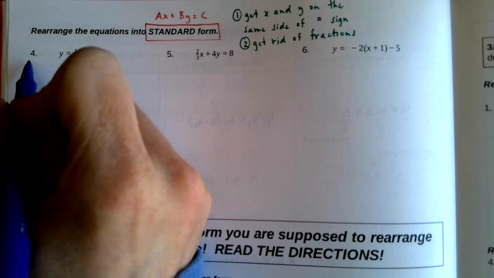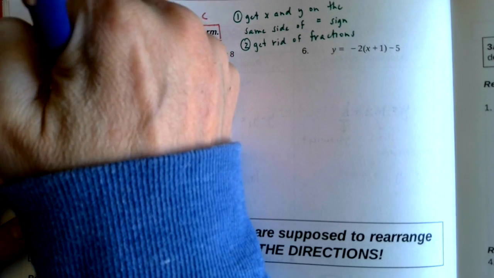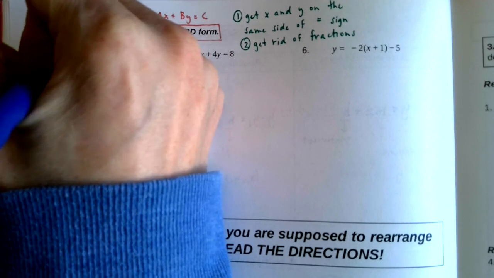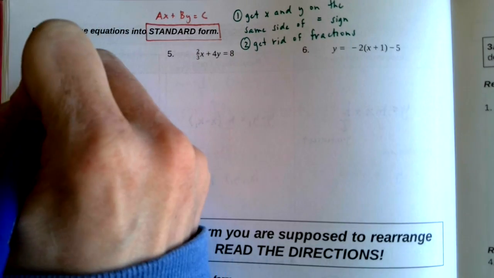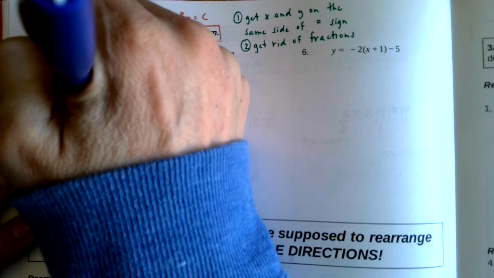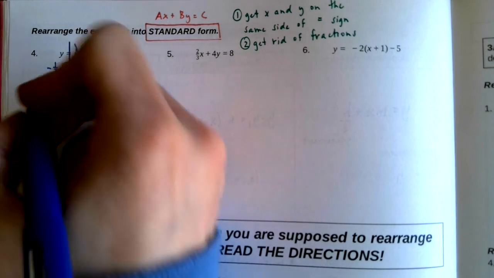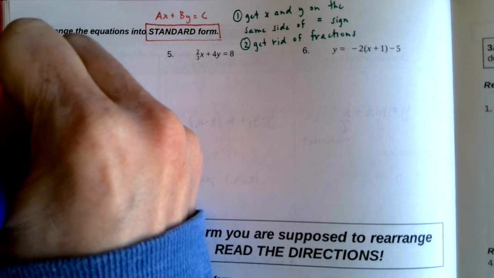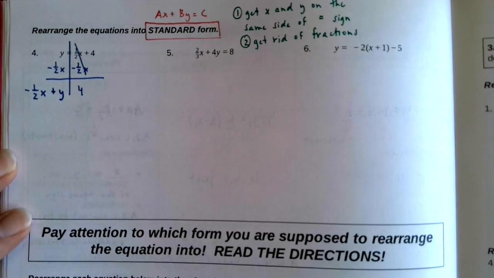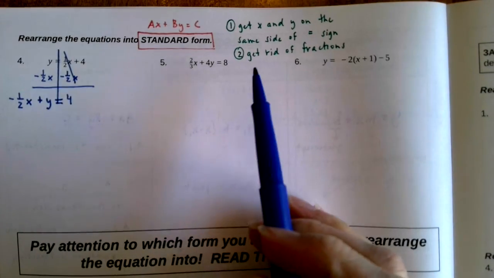So in number 4, I notice that x and y aren't on the same side of the equal sign. So the first thing I'm going to do is subtract this 1/2 x from both sides. So I can bring that over. So now this is gone. I just have 4 left. I want to put my x first, so I'm going to grab my negative 1/2 x first, and then I've got a positive y, so I'm going to make it plus y.